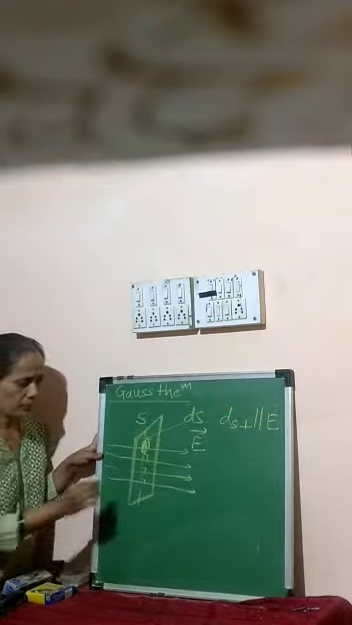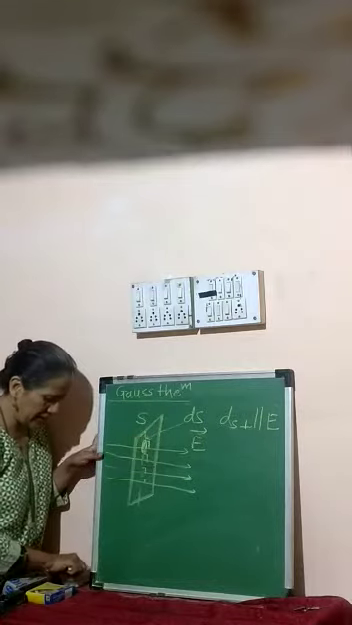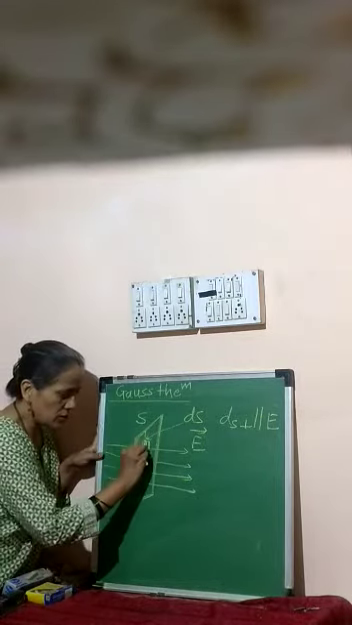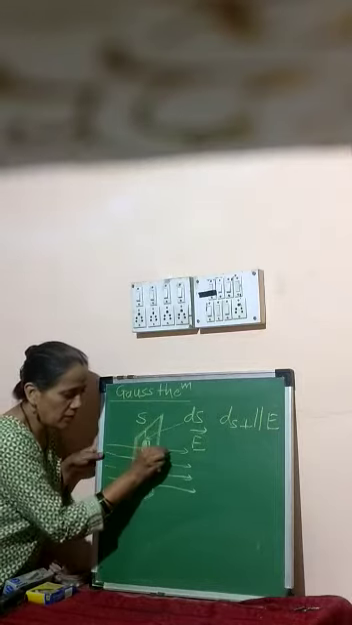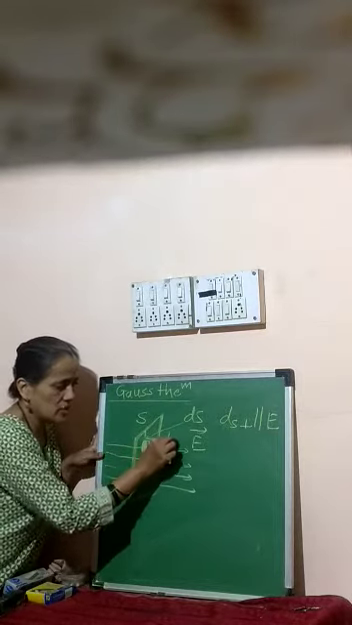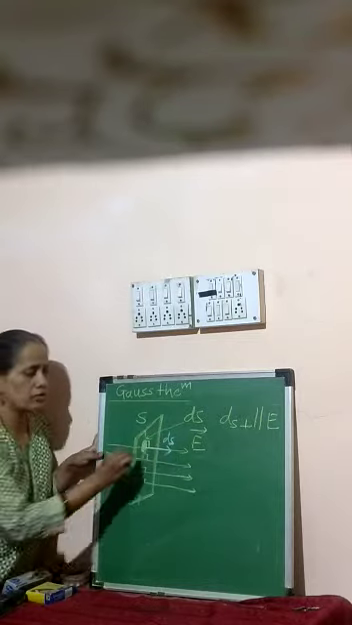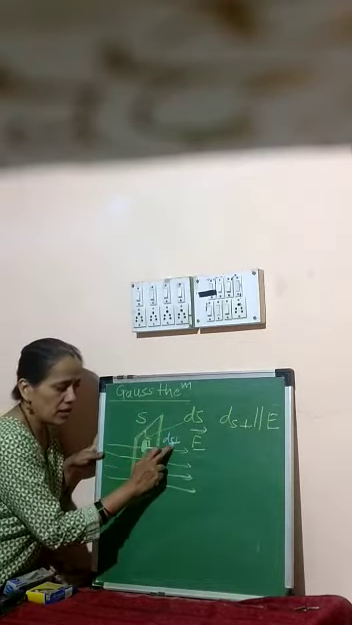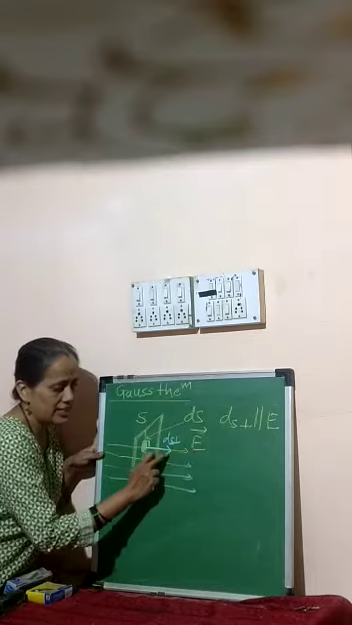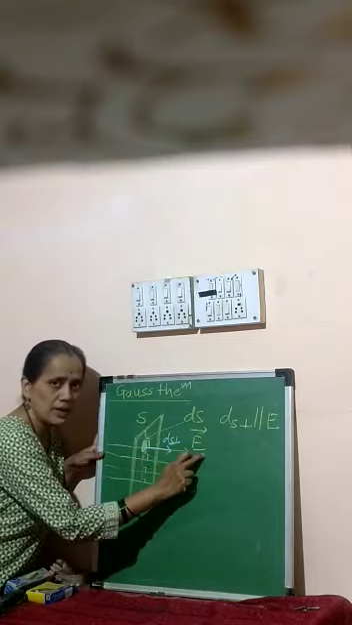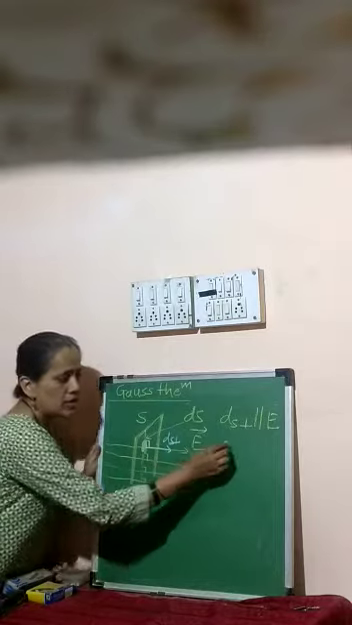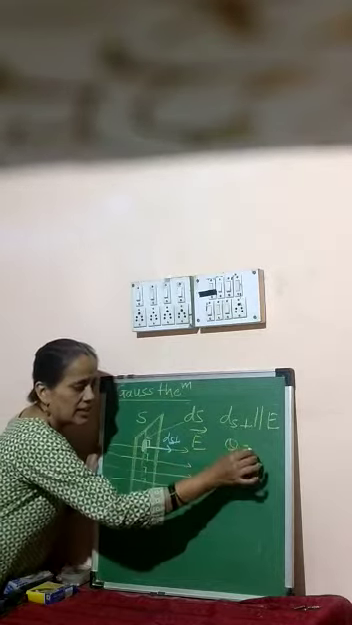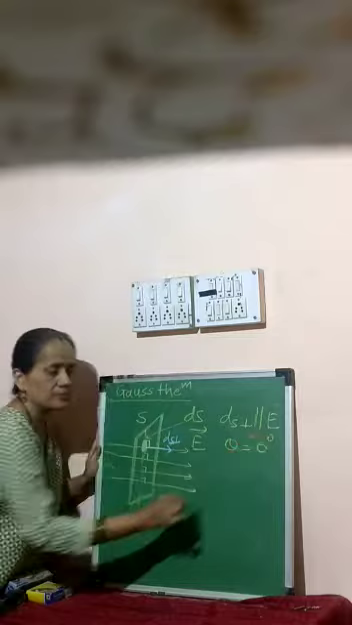Now what does the perpendicular component mean? This is your surface area ds and this is the perpendicular component of ds. This perpendicular component of ds and the electric intensity are lying along the same line, so they are parallel to each other. As they are parallel, the angle theta will become 0 degrees.